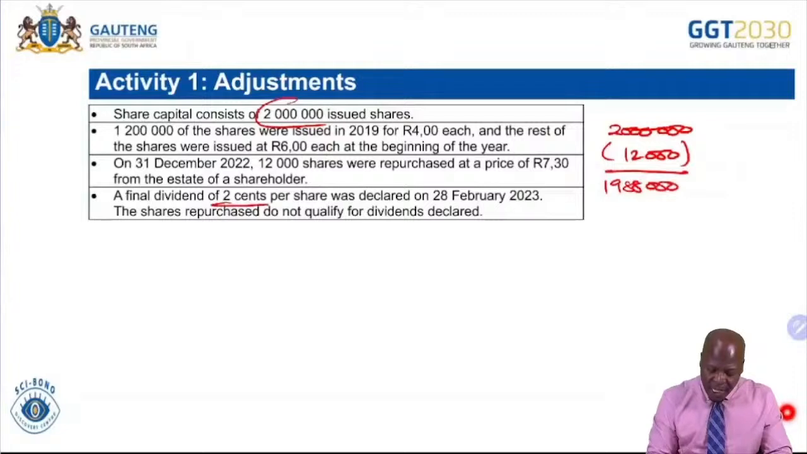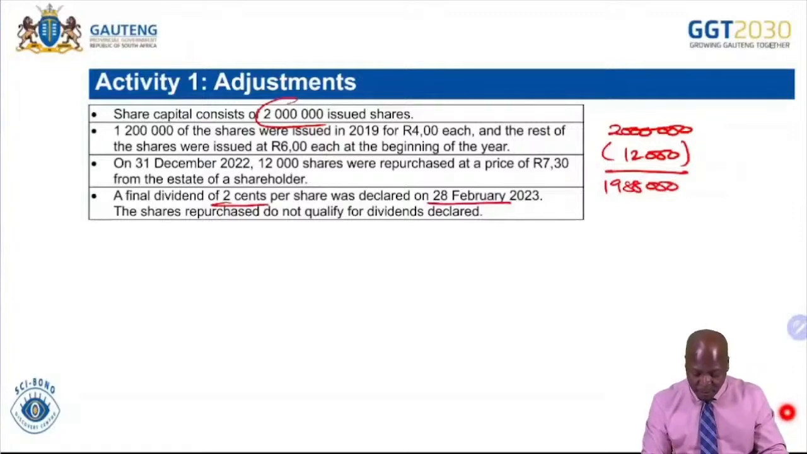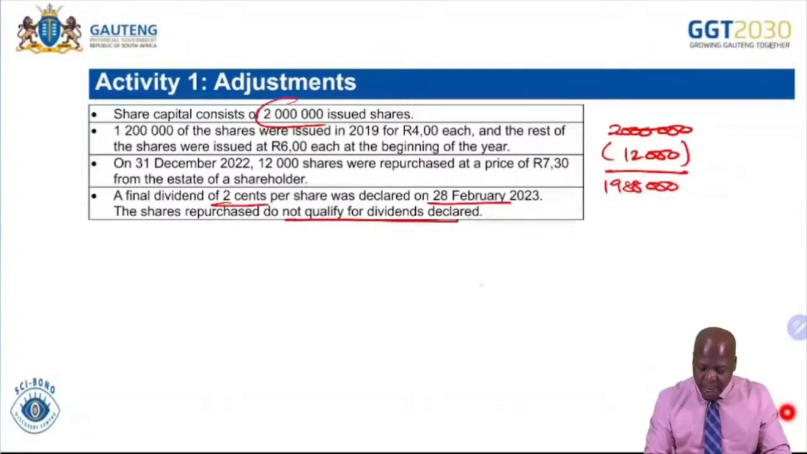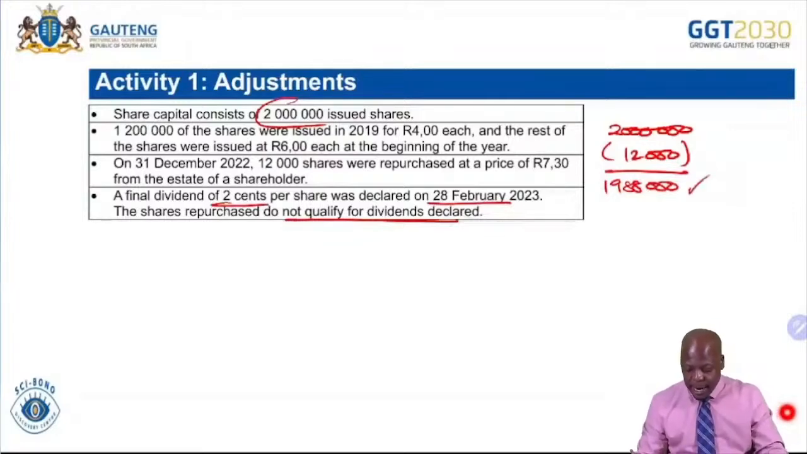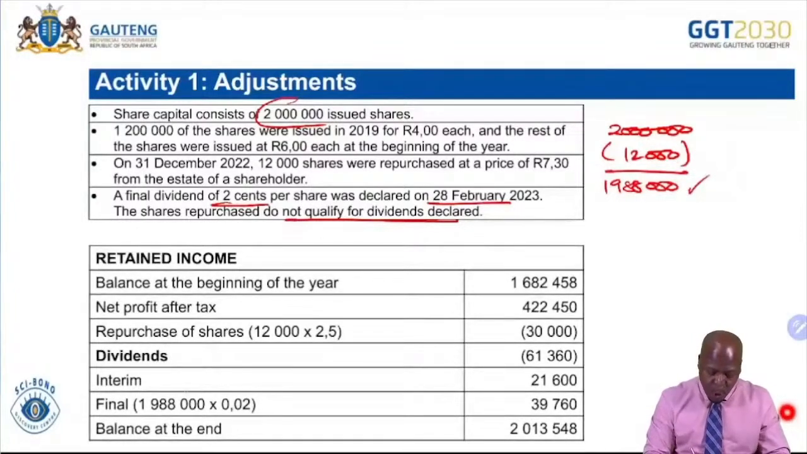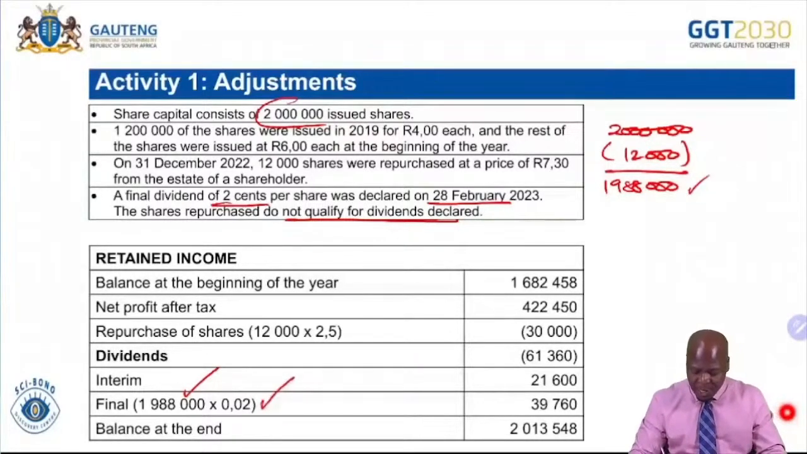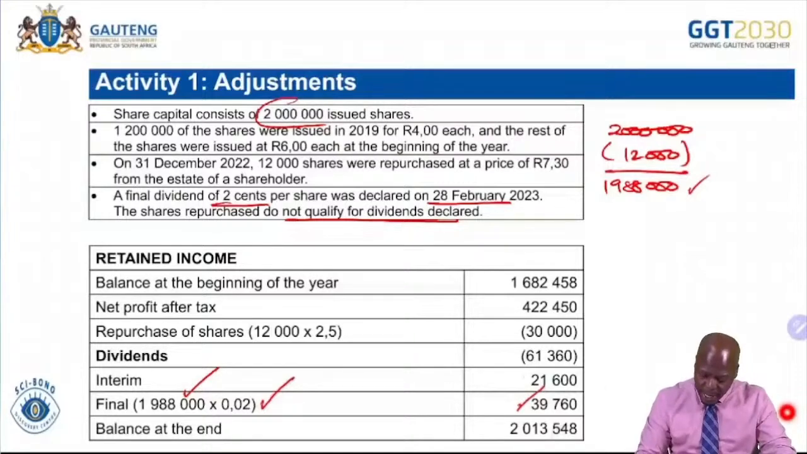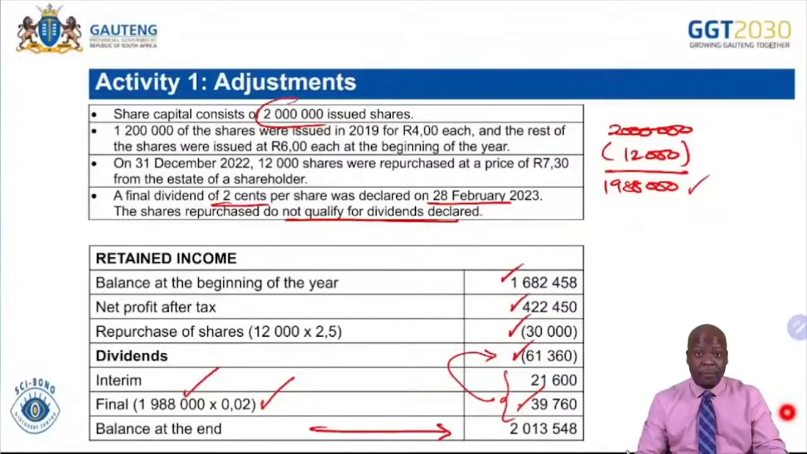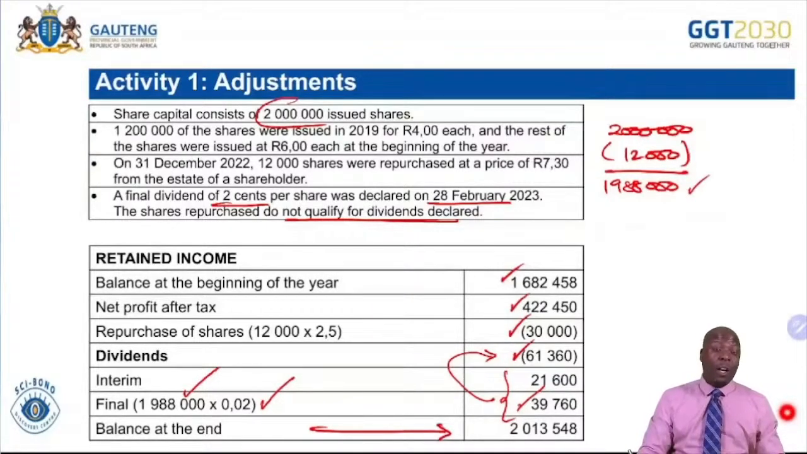A final dividend of 2 cents per share was declared on 20th February. The shares repurchased do not qualify, so we are only going to give it to the 1,988,000. So we are coming here now to say the 1,988,000 multiplied by the 2 cents. That is how we get the 39,760. And then we add these two to give us the 61,360. Once we do that, then we can now say our balance at the beginning plus the net profit after tax minus the repurchase of shares minus the dividends, then we get the balance at the end.